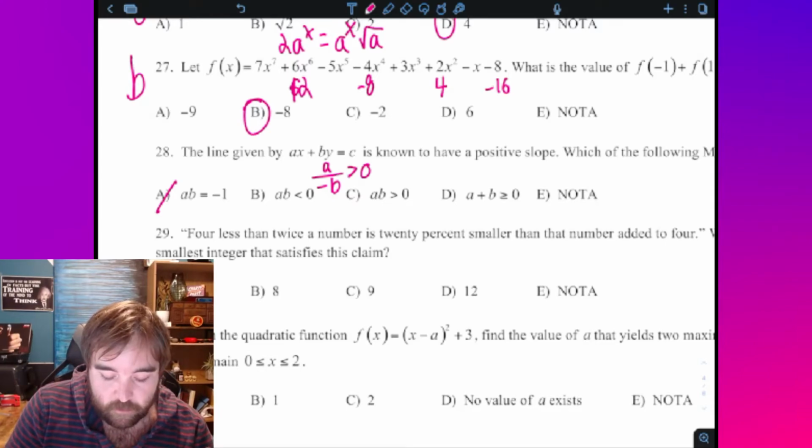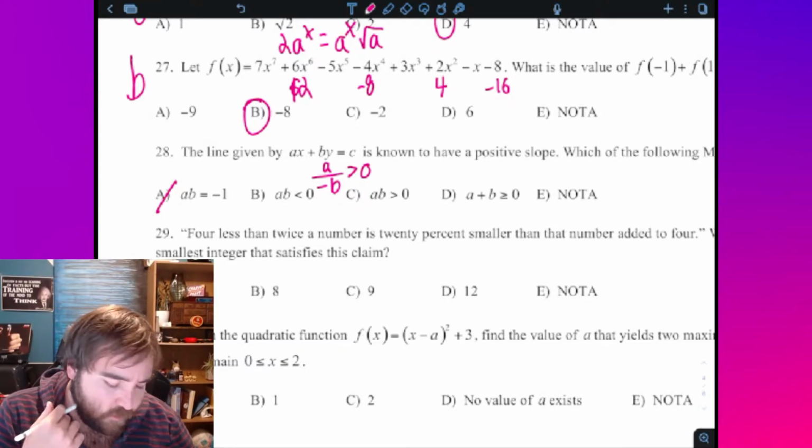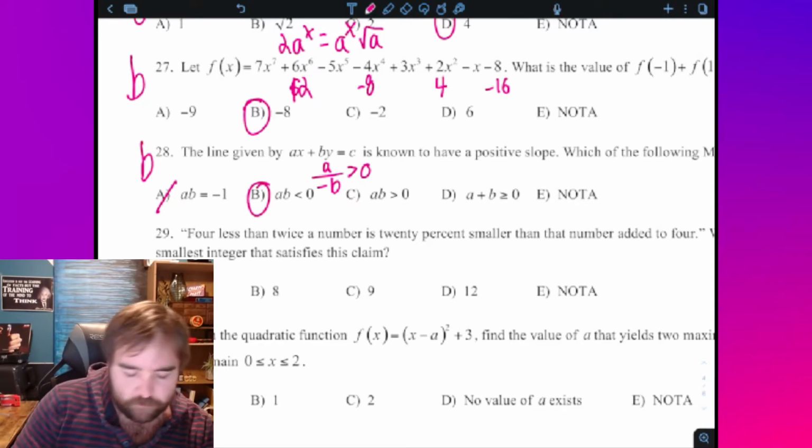A plus b or a times b. I think a times b. I think a plus b isn't going to do it, but a times b sounds pretty good. We need them to be different signs. That's all it really is. So we need them to multiply to be less than 0.